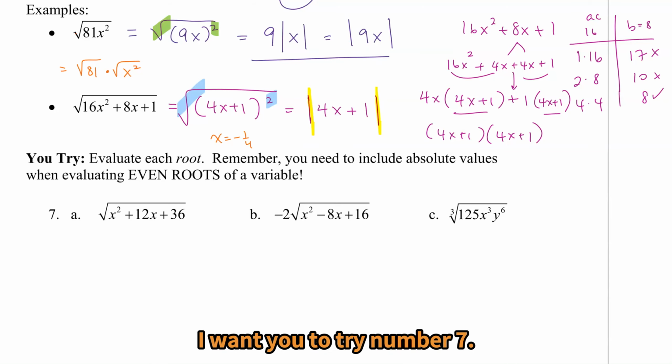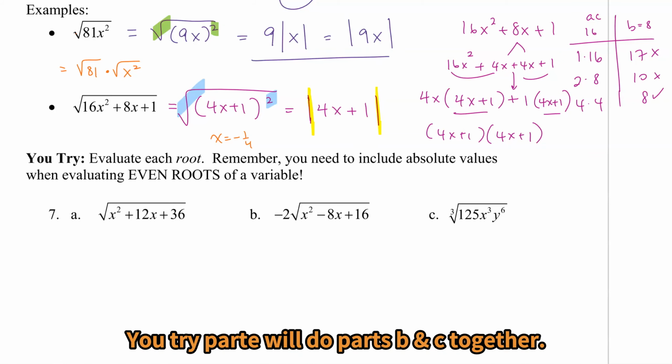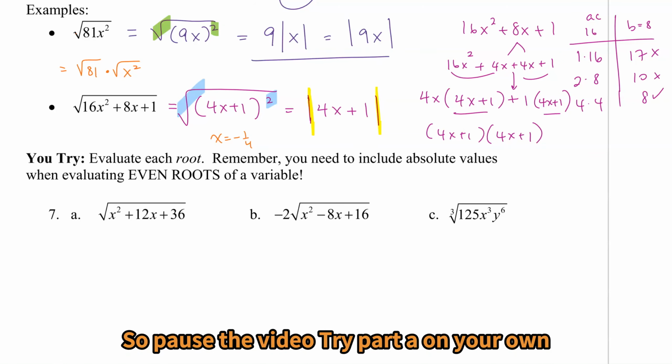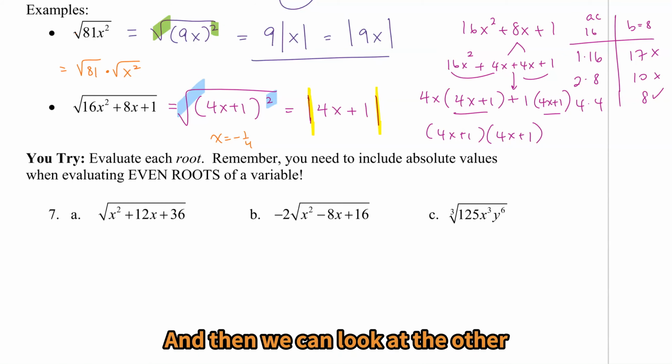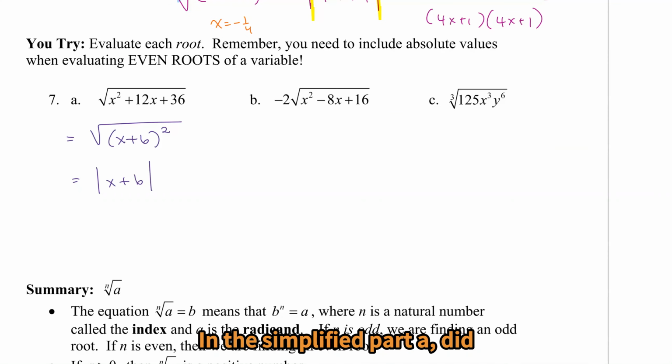I want you to try number 7. You try part A. We'll do parts B and C together. So pause the video, try part A on your own because I think it's really good that you try it now, and then we can look at the other two problems together. When you simplified part A, did you get the absolute value of x plus 6?